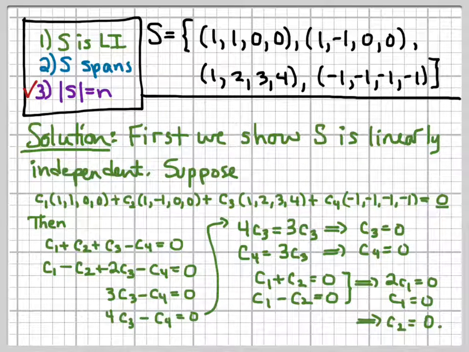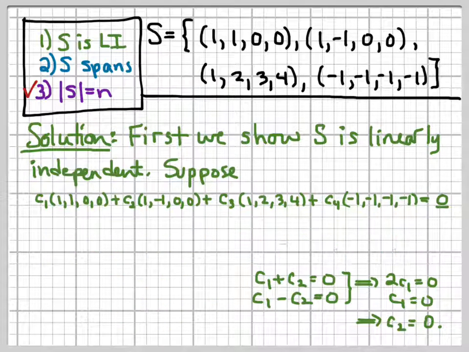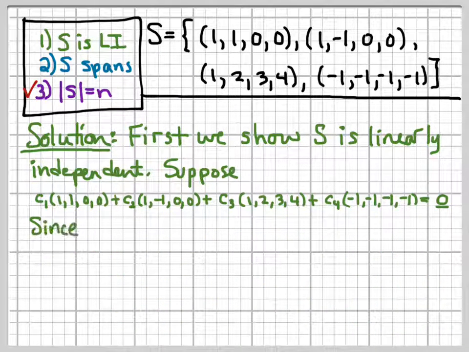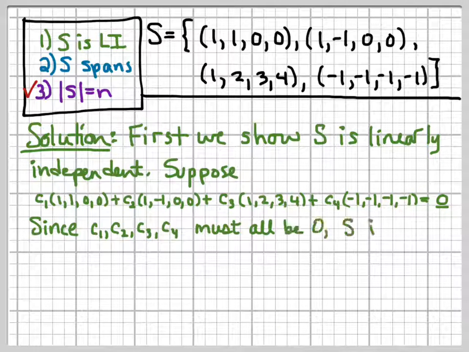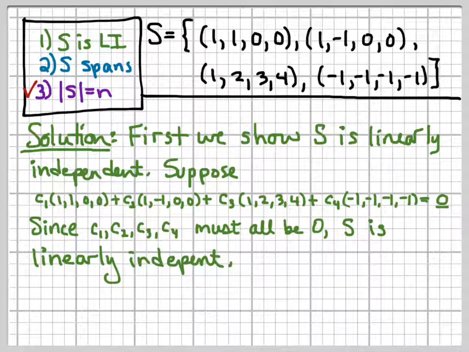Okay, and so what do I get? I get that every single one of the C values has to be 0. That's the key thing. Not just that it could be 0, but they have to be 0. Okay? So because those all have to be 0, I'm going to erase it to give myself more room again, so just pretend that's all there. Since C1, C2, C3, and C4 must all be 0, S is linearly independent. Okay, hooray! So I have the second thing on my 2 out of 3 theorem.